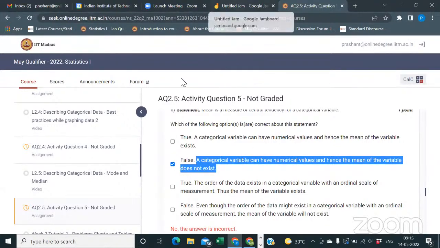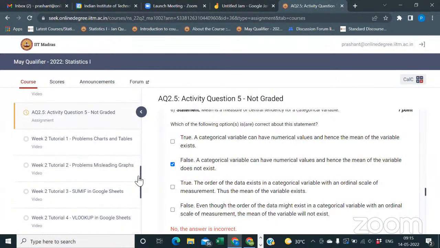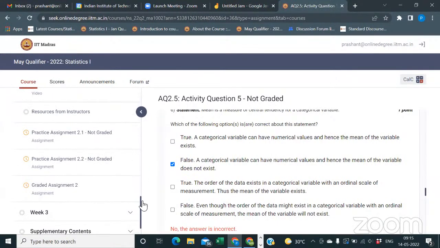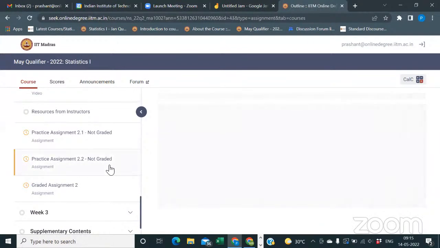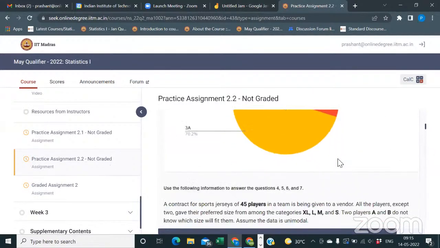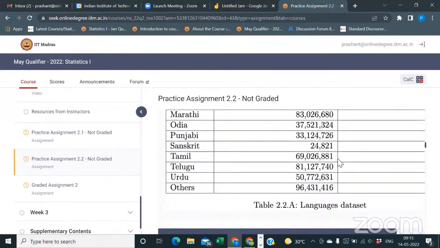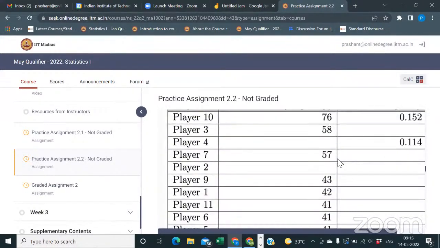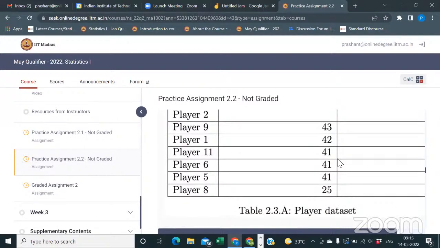And which practice are you asking about? 2.1 or 2.2? Two, One, sir. Sir, I have a question too. As you have said, numbers cannot be categorical, but some numbers can be categorical, sir. I said categorical variables can have numbers only for counting purposes.